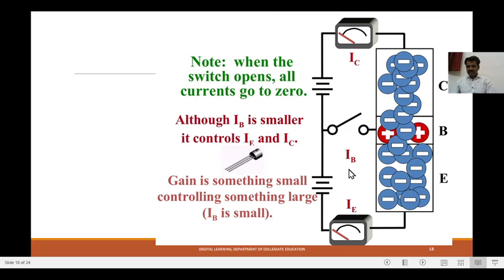So the gain is something small controlling something large. If a very small IB is in microamperes and the current across the collector is in milliamperes, the gain will be 1000 times. Hence, in order to have a better gain, one should have a very small base current.